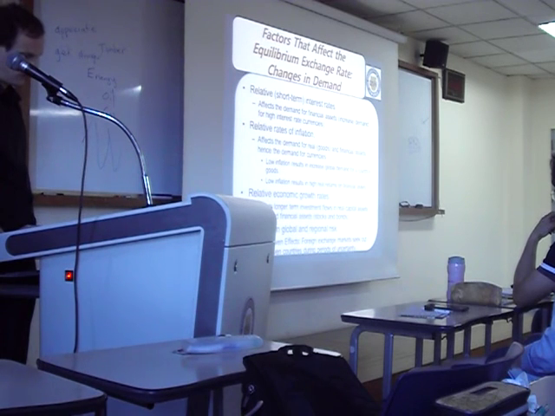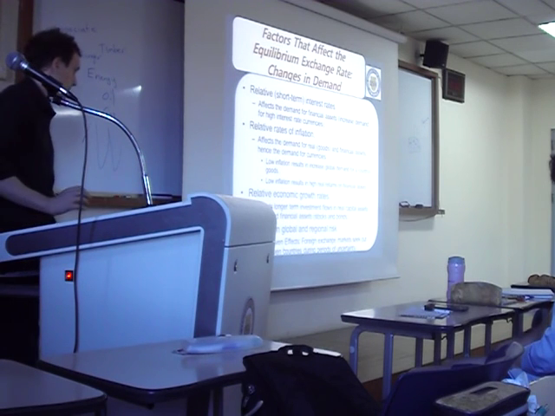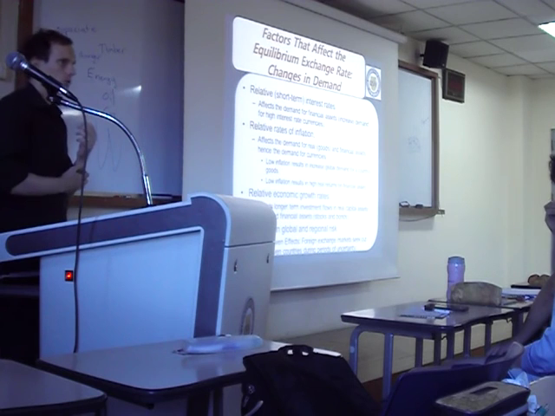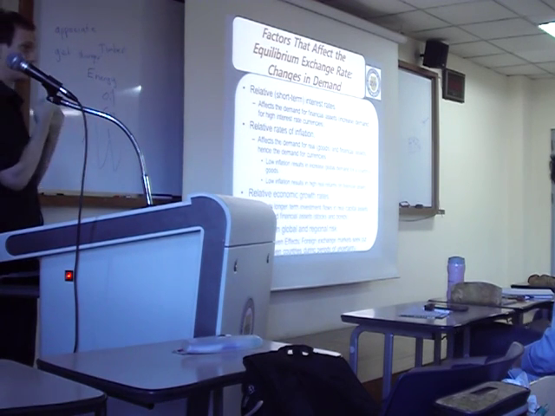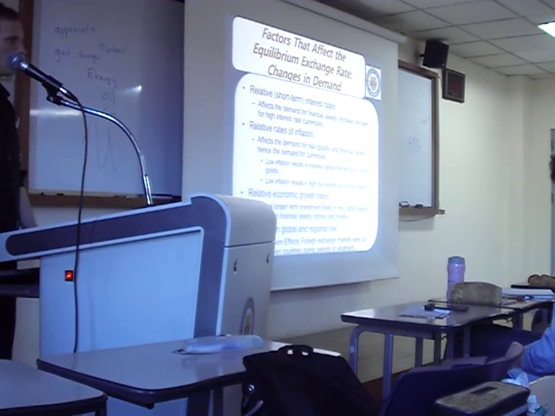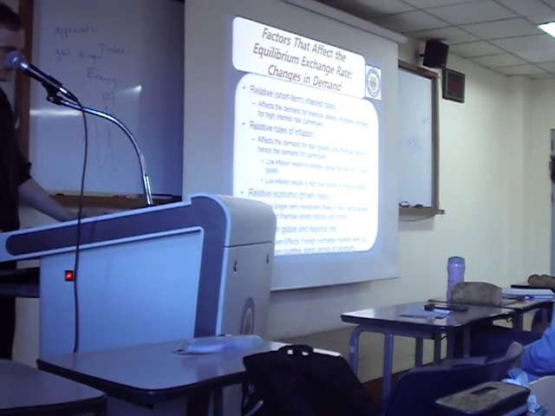Changes in global and regional risk. Safe haven effect. We mentioned it in the last class. During a period of uncertainty or crisis, people will look for some safe place to put their money, where there's not much risk. So demand for German bonds, US bonds, and Swiss bonds will go up. These things affect demand.